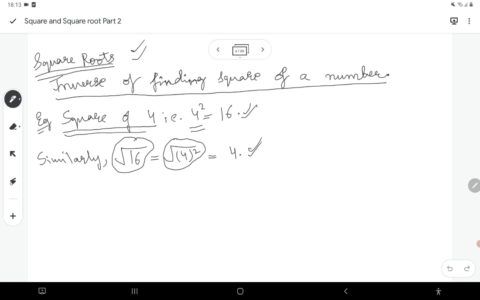So the first concept is square roots. What is a square root? Square root is simply the inverse of finding the square of a number. Let's understand this by taking an example. We know that the square of 4, 4 squared, is equal to 16. Now if we are asked to find the square root of 16, this is how we represent the square root. So the square root of 16 would be the square root of 4 squared, which is equal to 4. So if someone asks you the square root of 16, it would be 4.